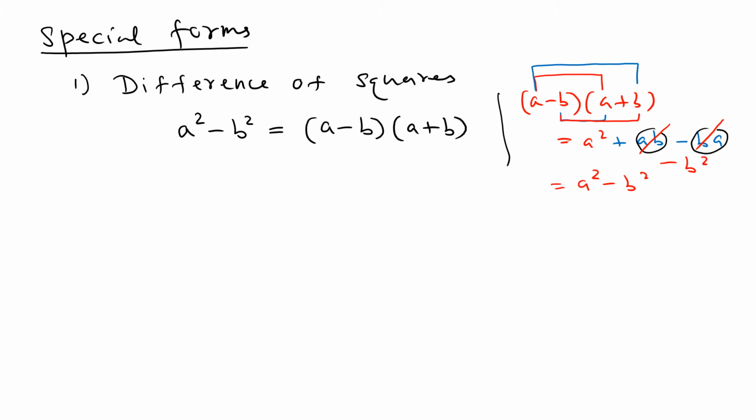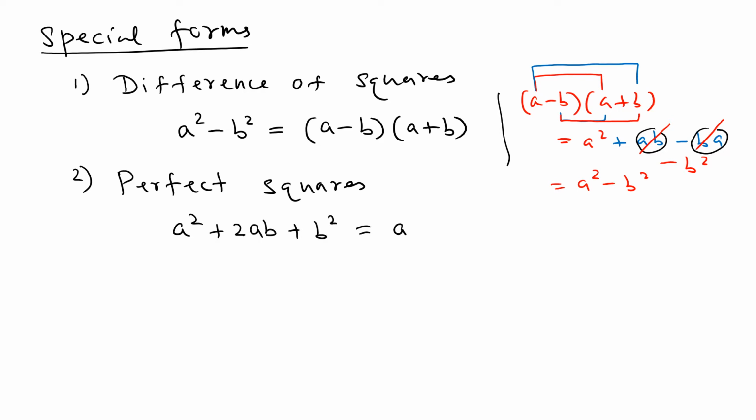So the next type is perfect squares. Perfect squares have two forms. The first one is if we have a squared plus 2ab plus b squared, we can write this as a plus b, and this means a plus b, the whole thing squared. So that's a perfect square. It works for any a or b. And there's a similar formula for the difference. If you have a minus sign, that's the only change.